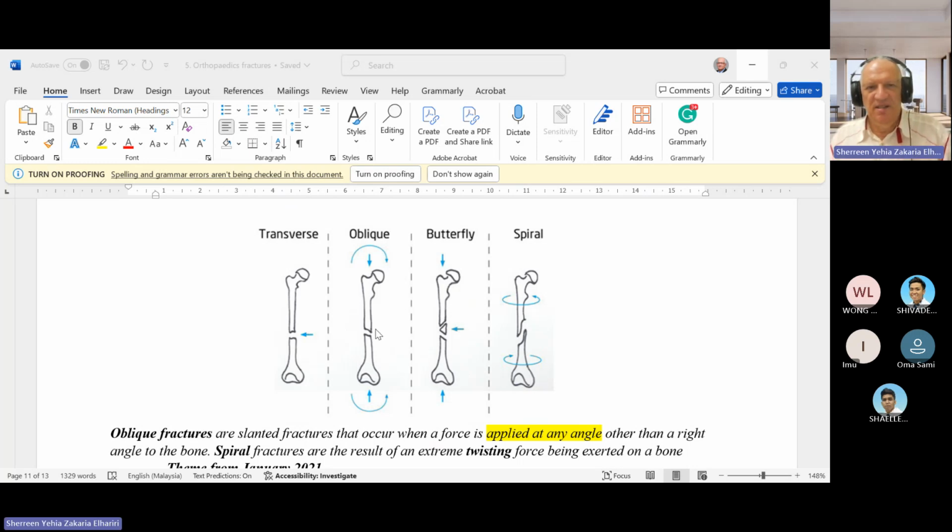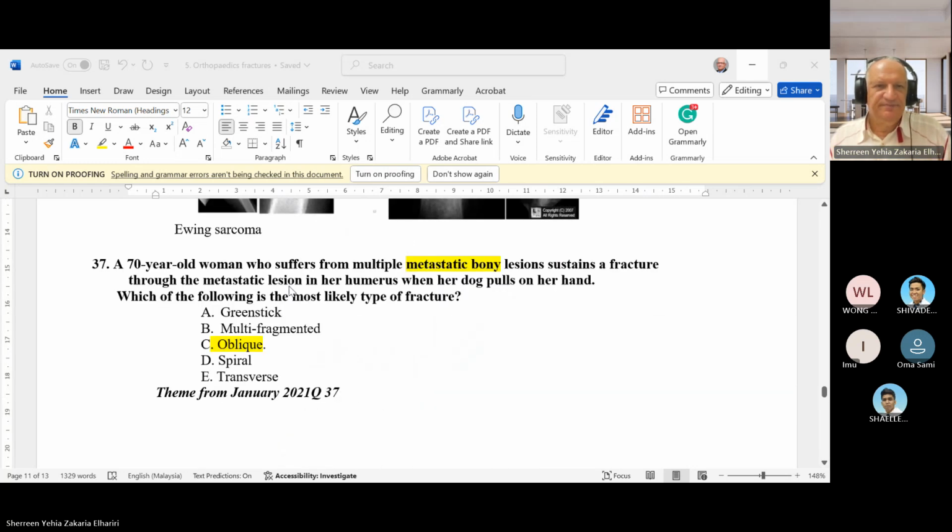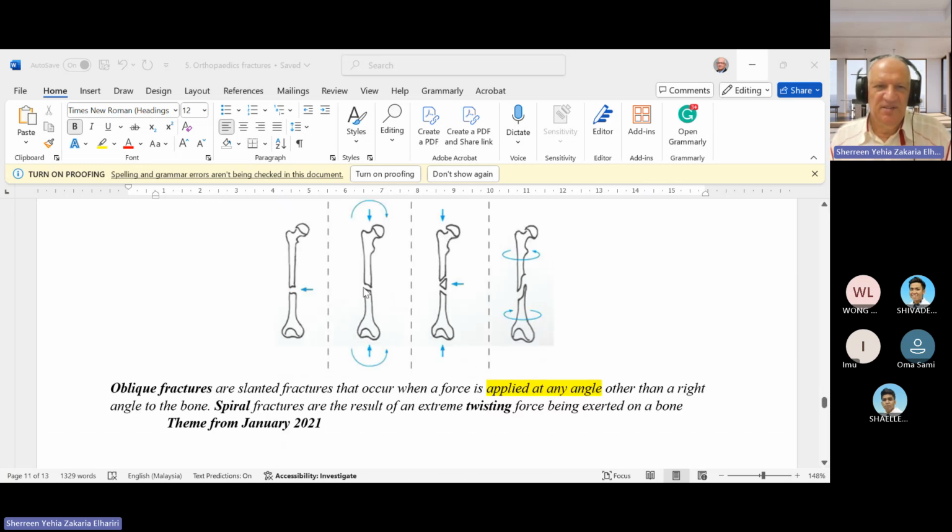It can be oblique if you have some rotation. If big trauma, it can be butterfly. But in a spiral injury like this. So although this mechanism, he needs to mention that this patient has a very weak bone because of metastasis, and her dog pulls on her hand. So it is like oblique trauma, like pulling, like this movement. So it is oblique, like a rotatory movement.